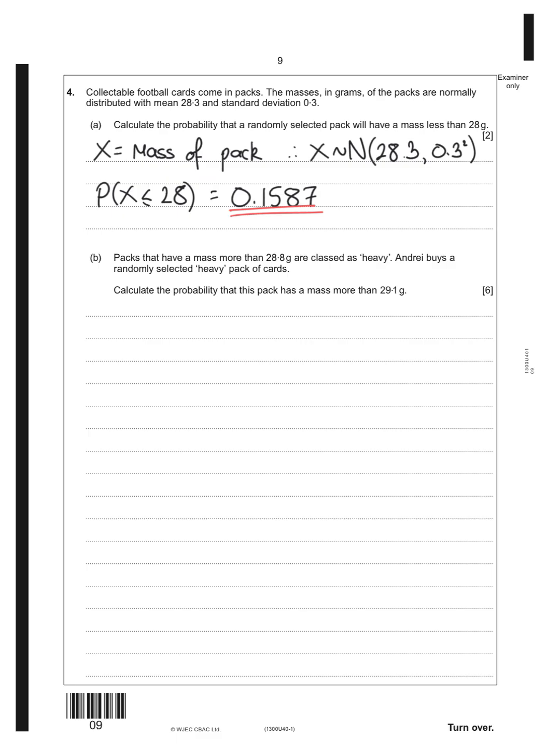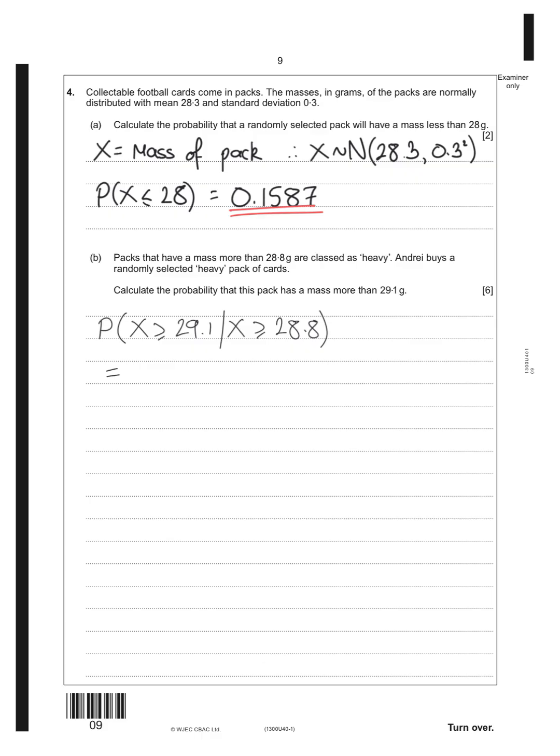Packs that have a mass of more than that are classed as heavy. He buys a heavy pack. Calculate the probability this pack has more mass than 29.1. Yeah, so this is actually conditional probability again, isn't it? So we want the probability that X is greater than or equal to 29.1, given that X is greater than 28.8. So we want the probability of both of those things happening.